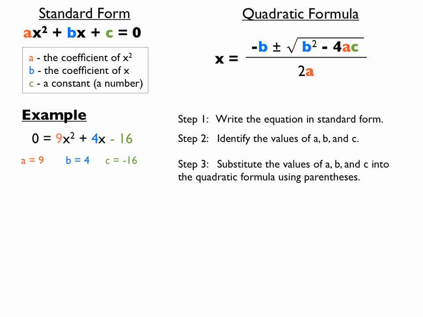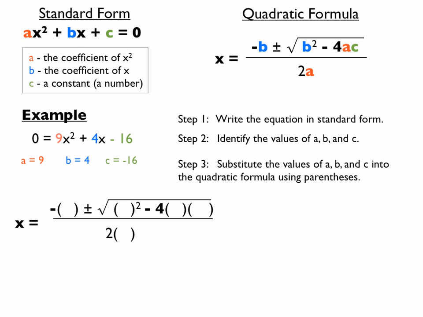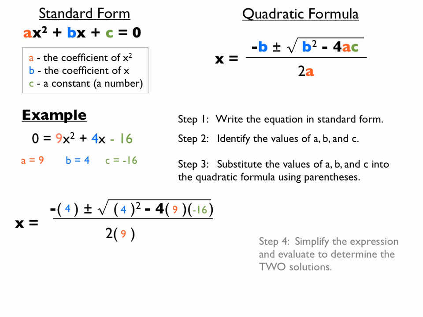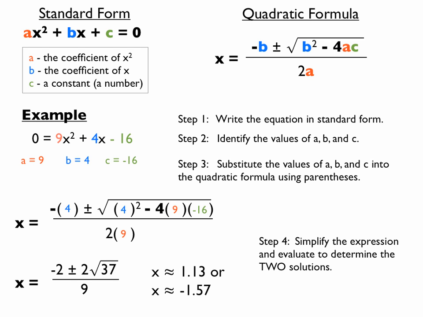Step 3, substitute these values into the quadratic formula. So we first rewrite the quadratic formula, replacing the variables with parentheses, and then inserting the appropriate values in the appropriate places. So x equals negative b plus or minus the square root of b squared minus 4 times the value of a times the value of c all over 2 times the value of a. And finally, step 4, simplify and evaluate. And this gives us x equals -2 plus or minus 2 times the square root of 37 all over 9, or the decimal approximations 1.13 or -1.57.